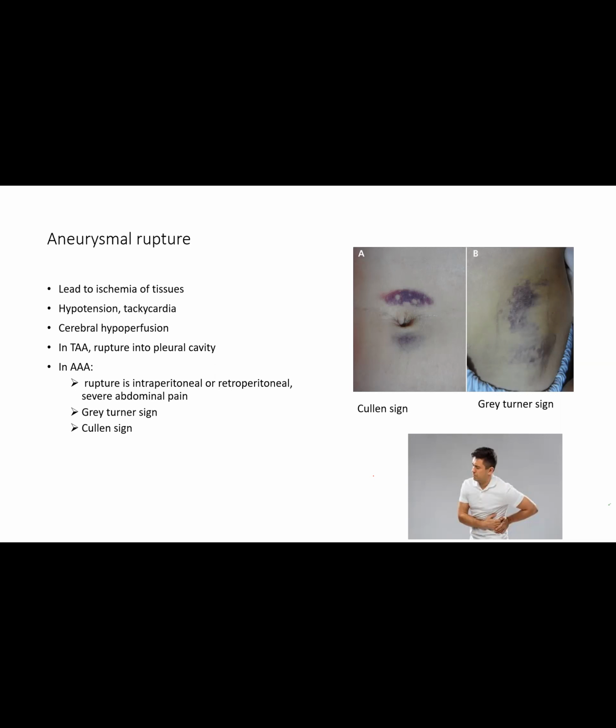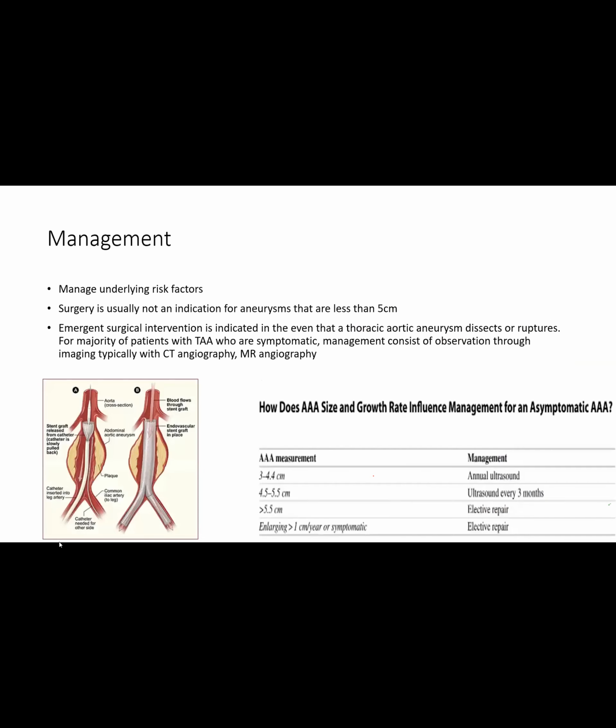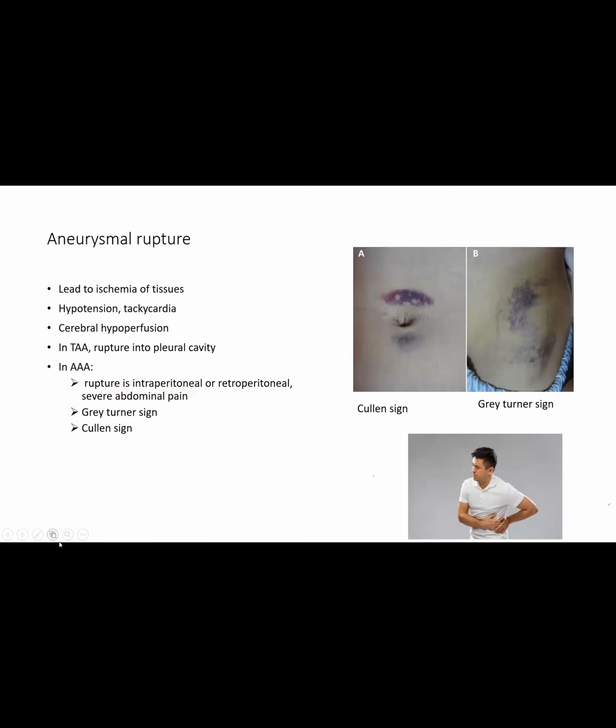So when the aortic aneurysm ruptures, it means the blood leaves the aorta and goes into nearby and surrounding tissues. And then hypotension also occurs, because when blood leaks out of the circulatory system, the blood pressure is not maintained properly.